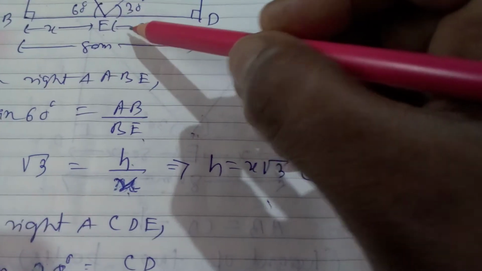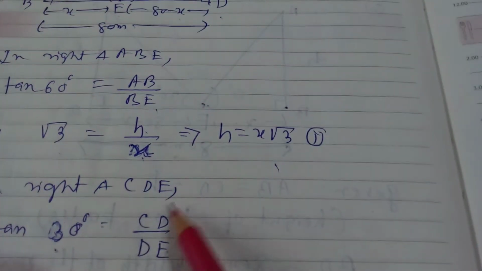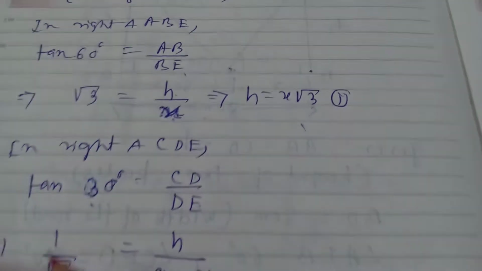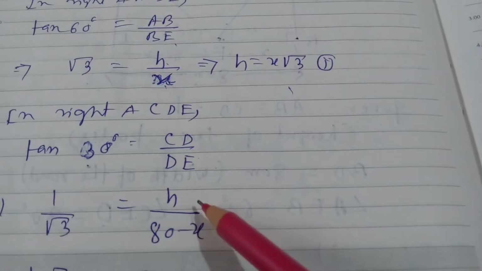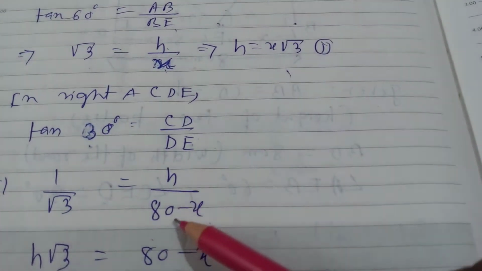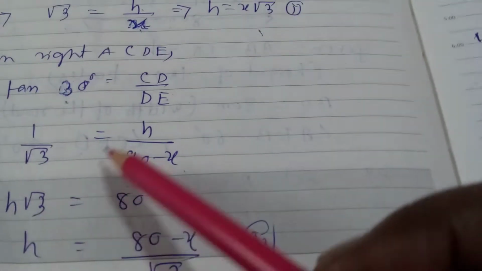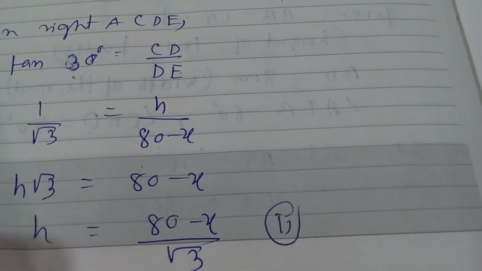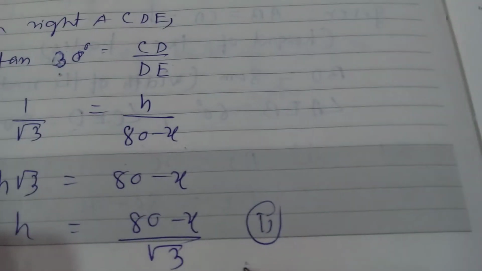Again in right triangle CDE, tan 30 degrees equal to CD by DE. Tan 30 degrees value is 1 by root 3 equal to H by 80 minus X, because DE is 80 minus X. Now by cross multiplication, H root 3 equal to 80 minus X and H equal to 80 minus X by root 3. This is equation number 2.